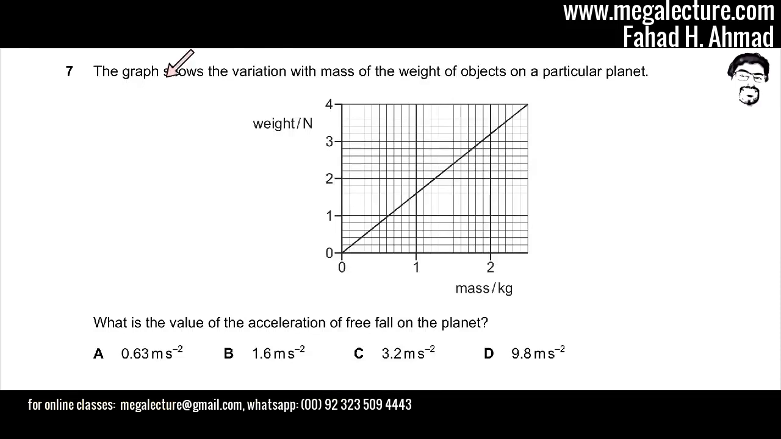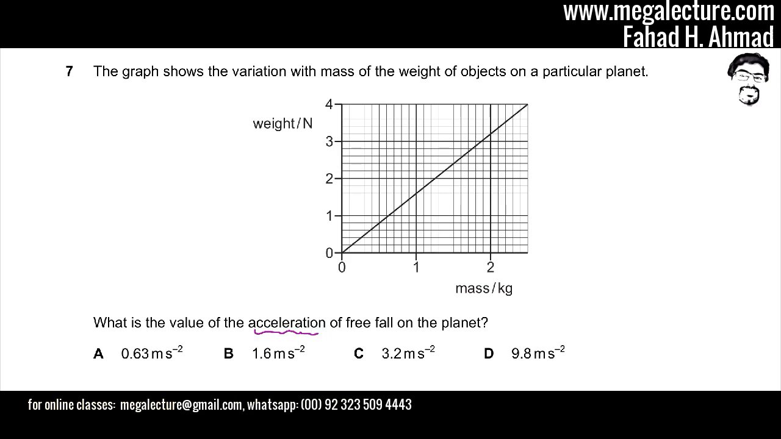The following question reads that the graph shows variation with mass of the weight of objects on a particular planet. So as mass becomes greater, so does the weight. So what is the value of acceleration of free fall on this planet? Acceleration on this planet is basically the gravity of this planet.